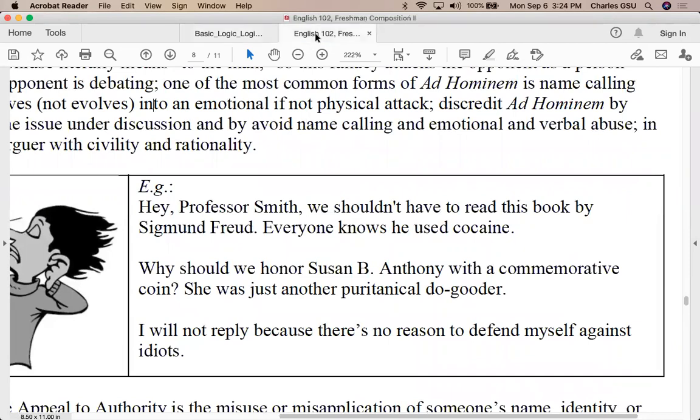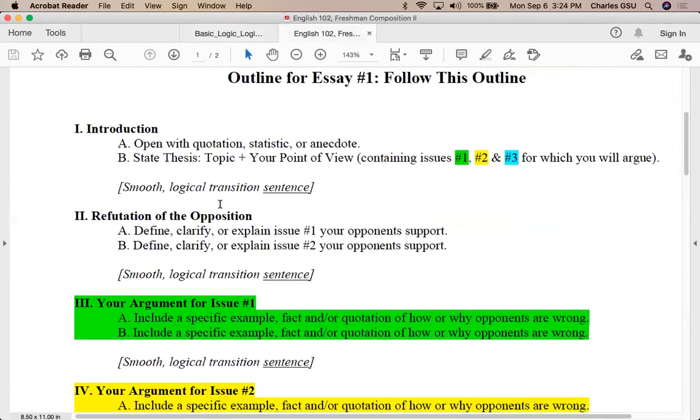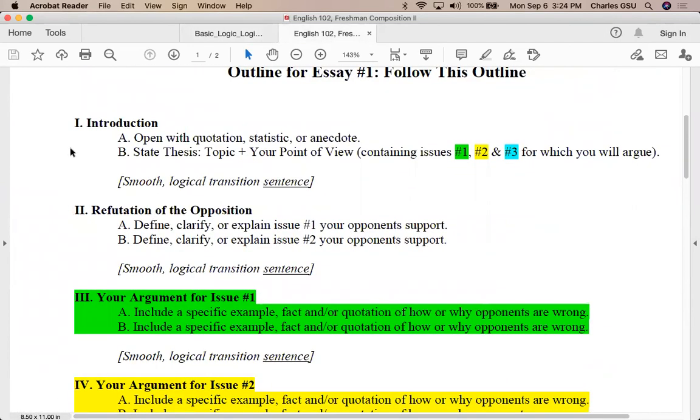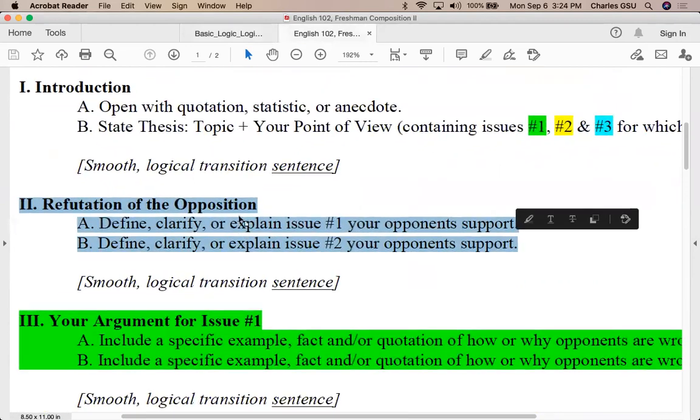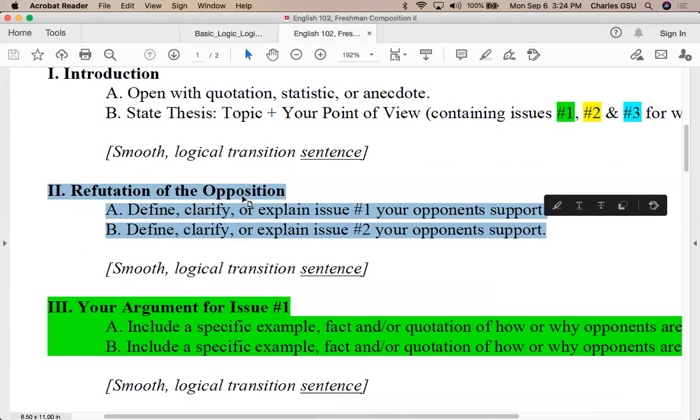So, in the outline again that you're supposed to follow for all of these essays, paragraph 1 is your introduction and thesis. In paragraph 2, you're supposed to directly acknowledge what your opponents think about your topic. So, if it's defund the police, then who would be your opponents? Well, those who want to keep funding as it is for police or even increase it.